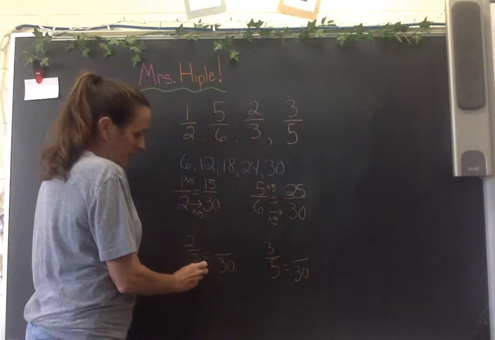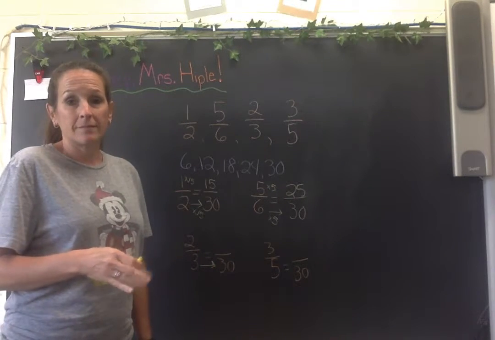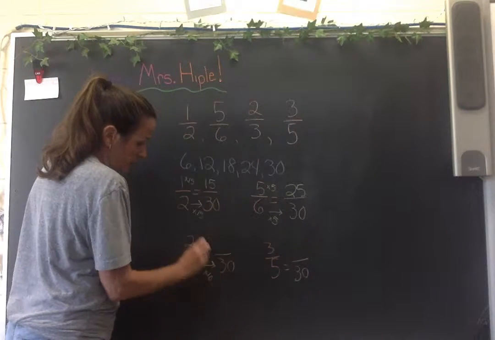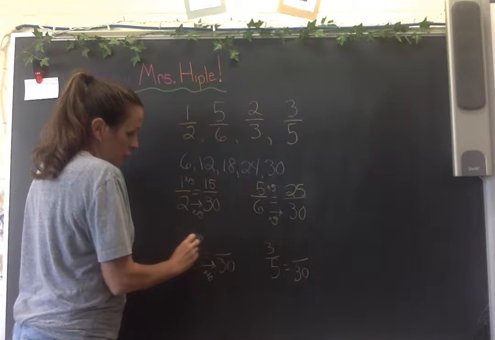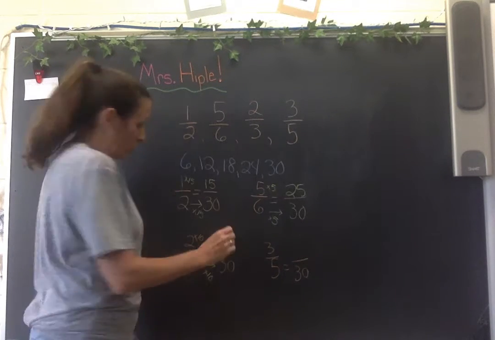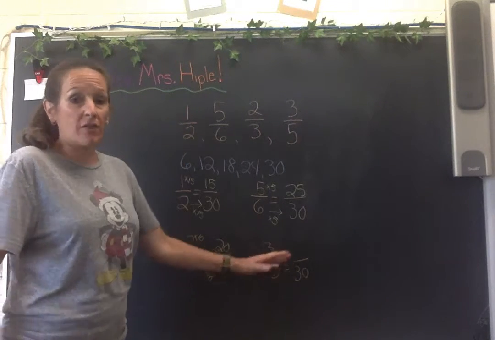How did I get from here to there? 3 times what gives me 30? 3 times 10. So I do the same, times 10 here, times 10 here. 2 times 10 is 20. So my new fraction is 20/30. And then we have our final fraction.